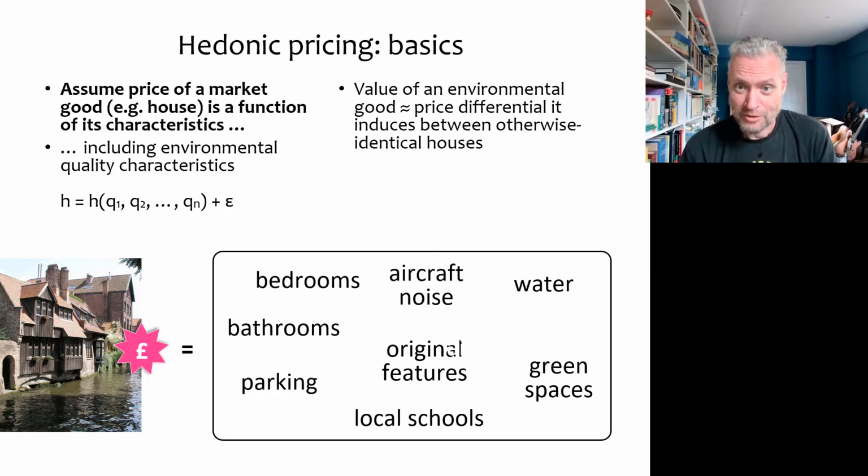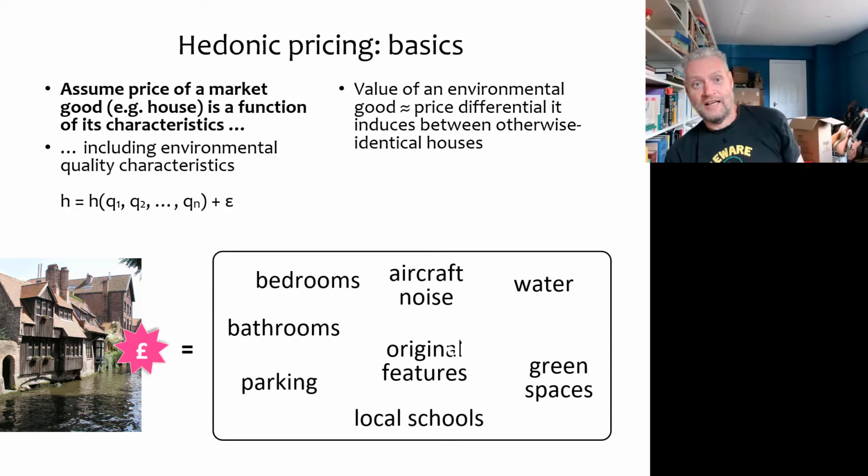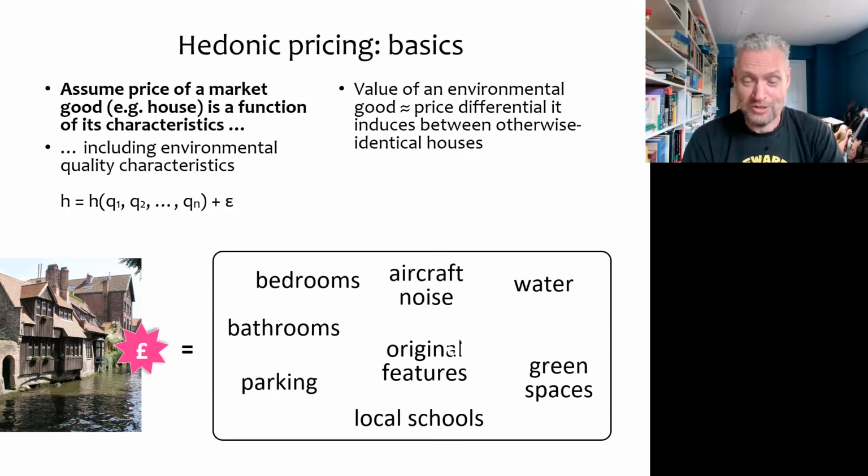Now what you would like to do is find the value of an environmental good from the price differential that it induces in an otherwise identical house. So the ideal situation would be where you have two houses that are identical in every sense except for, say, noise. If noise is what you want to value, then you would want to find two identical houses, one with a lot of noise in the neighborhood and one with little noise in the neighborhood, and then you have the value of noise. The problem is that houses are not built in random places.